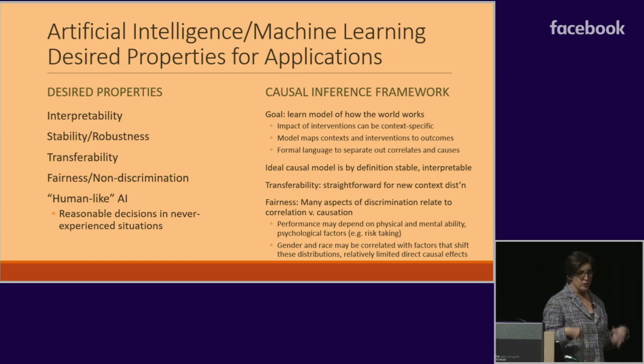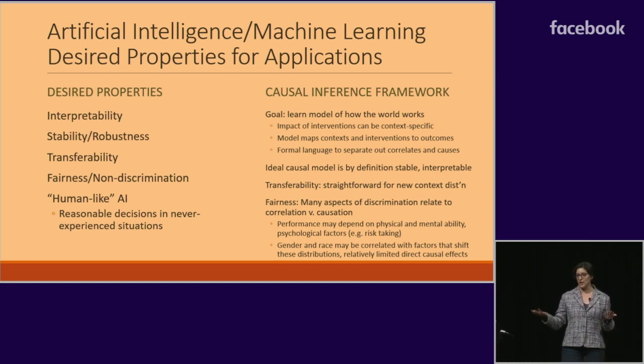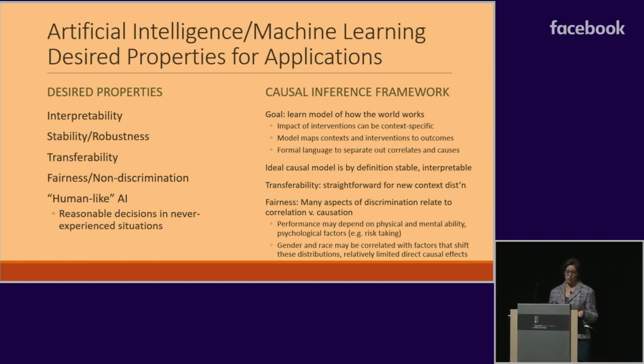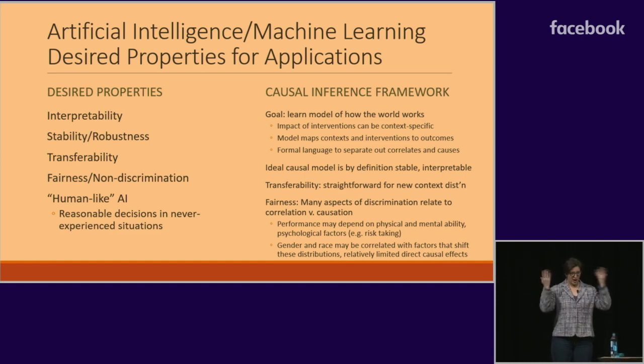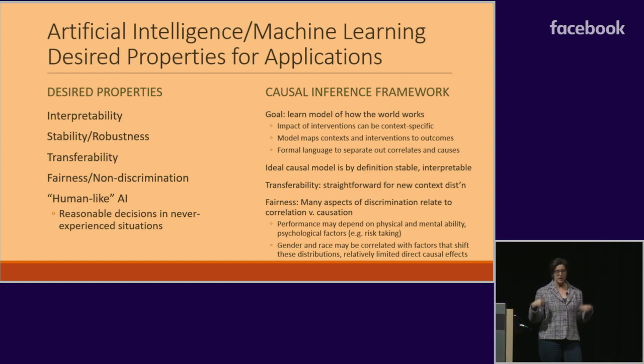Transferability: in principle, if I understand the impact of a treatment and how the context changes the interaction of the treatment, then I can transfer it to any new environment. And with fairness, many aspects of discrimination relate very closely to correlation versus causation. We're doing statistical discrimination; as Bayesian human beings, we update. If we only have a few pieces of data, we draw inferences based on that data. And our models are drawing inferences from data as well. If there are too many covariates and we do some regularization, we're going to load up onto some attributes, even if those aren't actually causal.